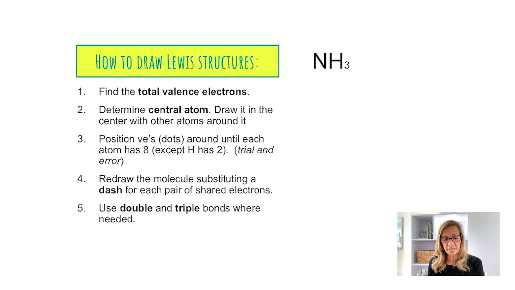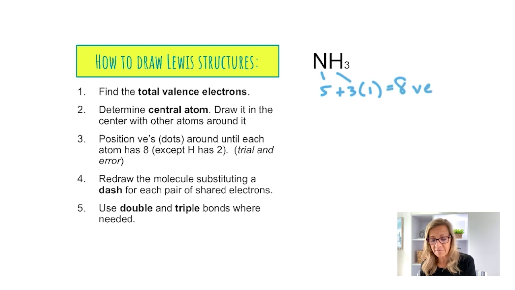The first step is to get the total number of valence electrons. So you're going to need to locate these elements on the periodic table and use what you know about valence electrons. And I like to add them up like this. Nitrogen has 5, each hydrogen has 1, and there's 3 hydrogens. So I have a total of 8 valence electrons. And I write this every time I do this. If you will write down the total number of valence electrons, it will save you at the end.